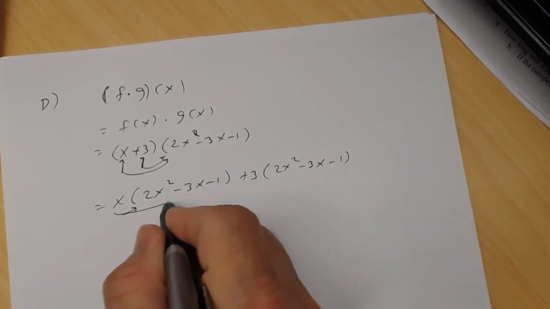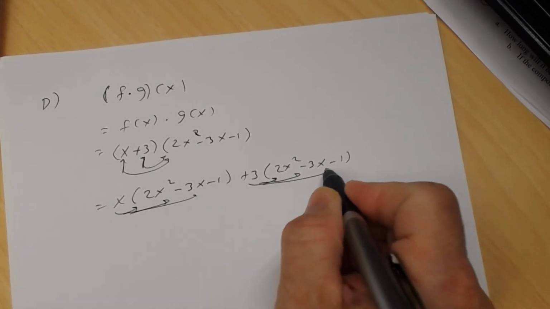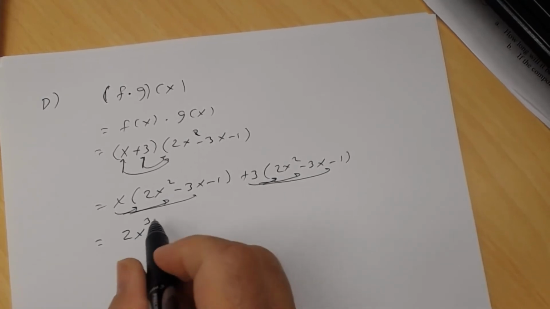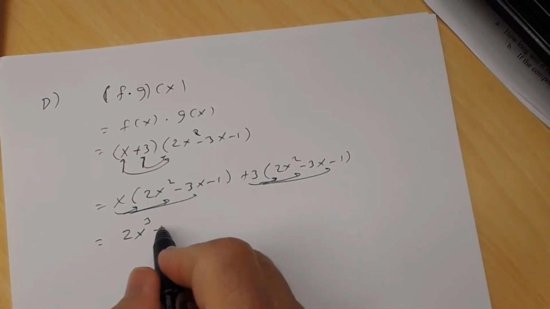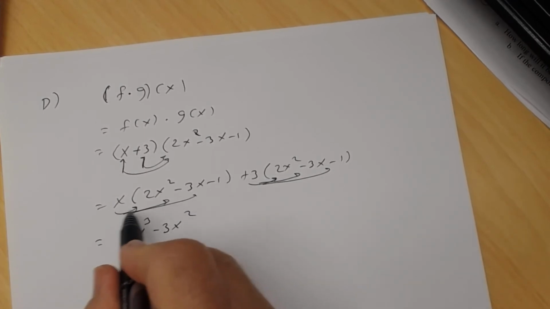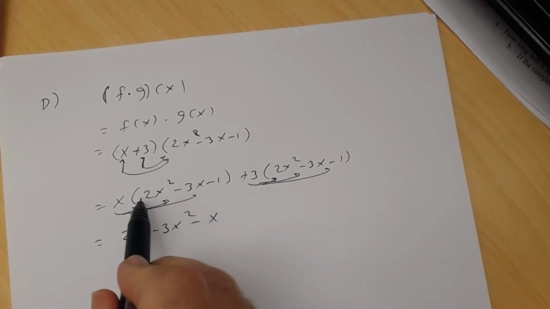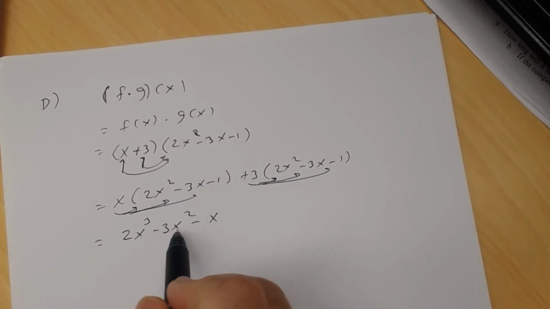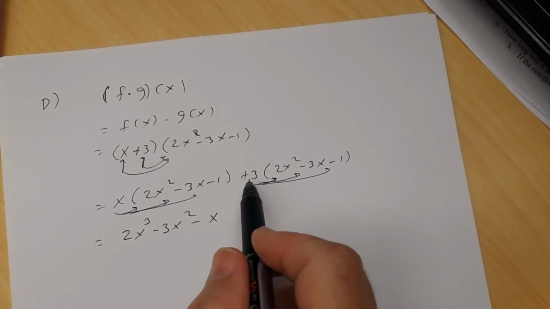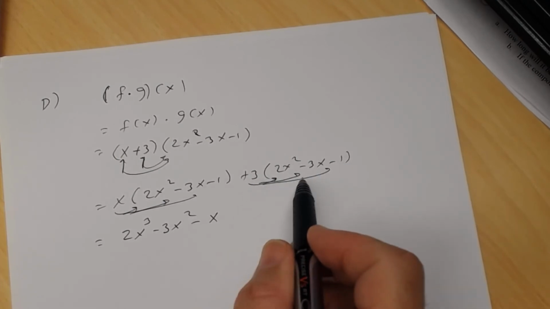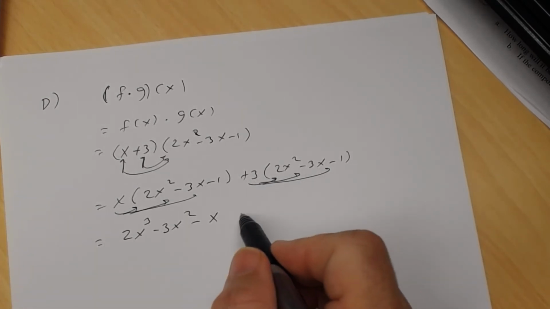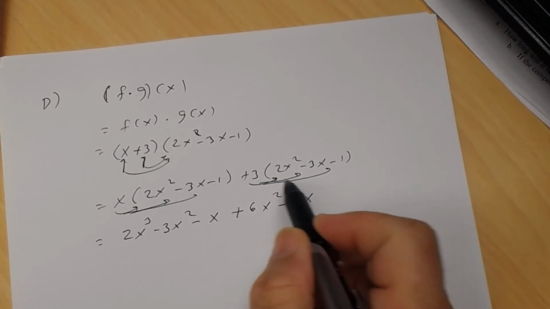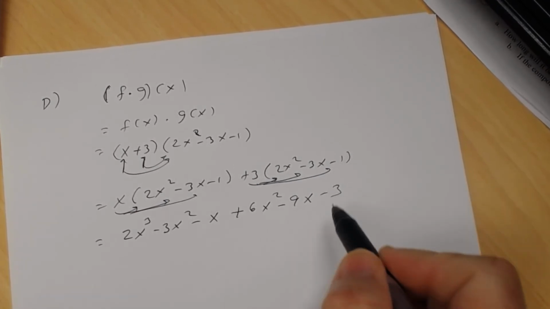Now distribute the x here and distribute the 3 here, which is what we get. X times 2x squared is 2x cubed. X times a negative 3x is a negative 3x squared. X times a negative 1 is a negative x. So that's what this first one is. So this x times this trinomial is this trinomial. Now I'm going to multiply all of these terms by positive 3, so I'm going to distribute the positive 3. 3 times 2x squared is a positive 6x squared. 3 times a negative 3x is a negative 9x. And then 3 times a negative 1 is a negative 3.